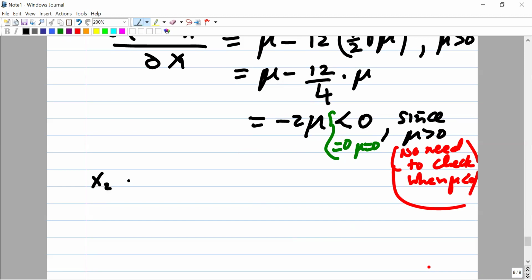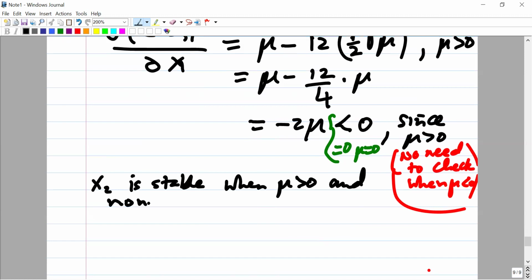So x2 is stable when mu is greater than 0, and non-hyperbolic when it's equal to 0.